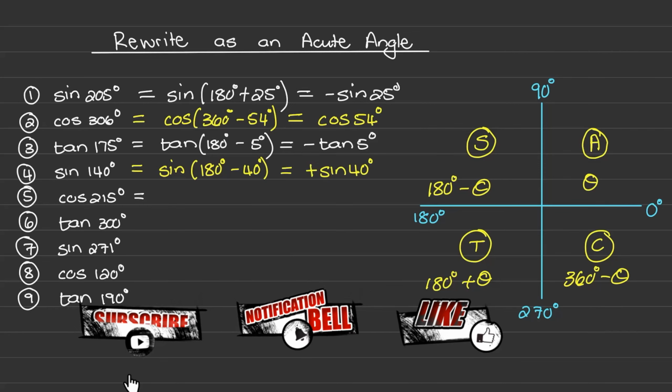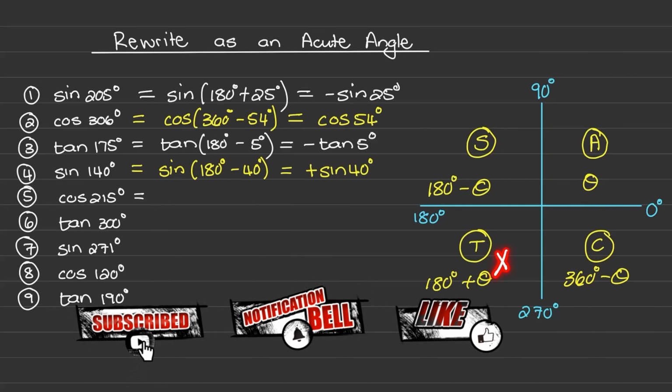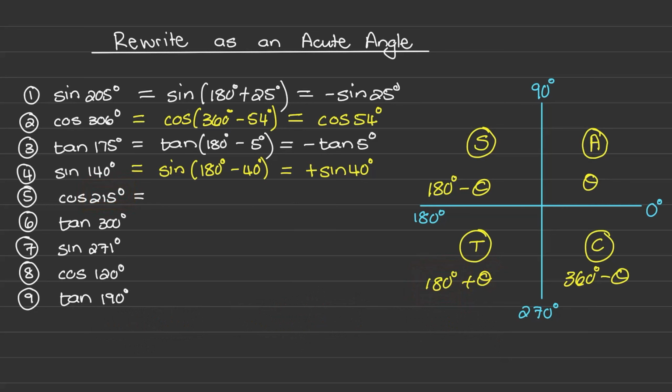Now, fifth example, we have cosine of 215 degrees, which is in the third quadrant. So we will use 180 degrees plus a number to get back to 215 degrees. The difference between 215 and 180 is 35 degrees, so now theta, our acute angle, is 35 degrees. We also know that cosine is negative in this quadrant, so it will reduce to negative cos of 35 degrees.